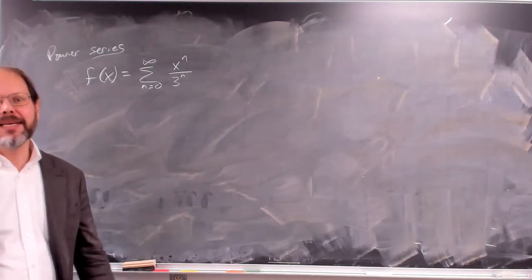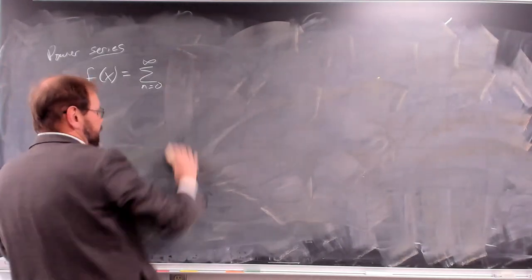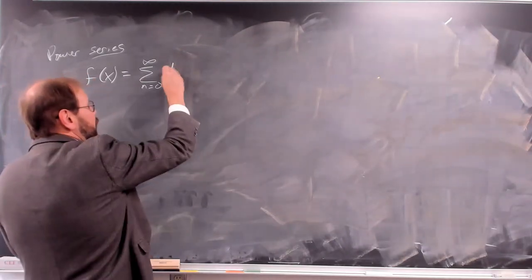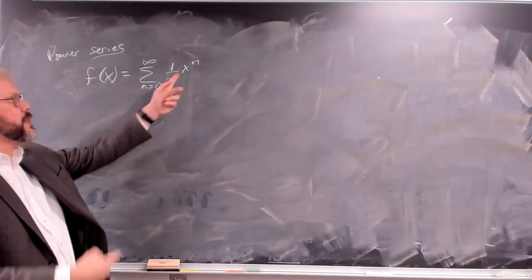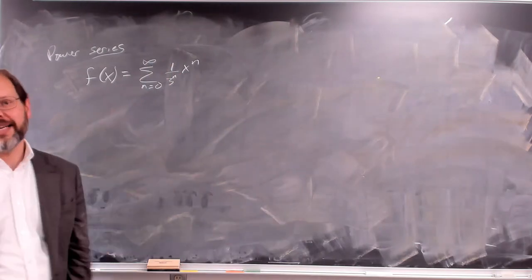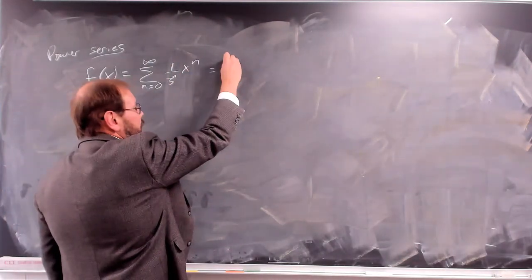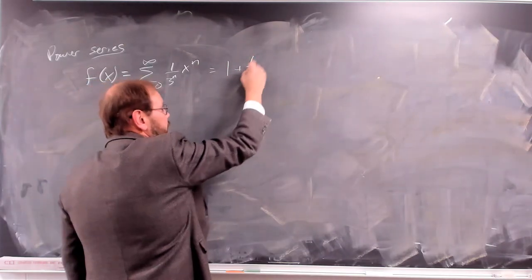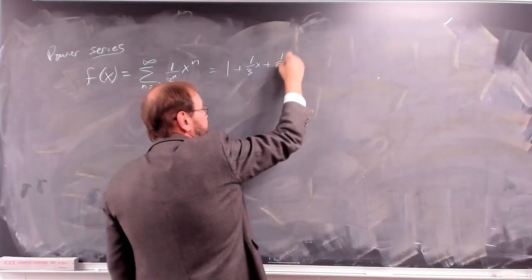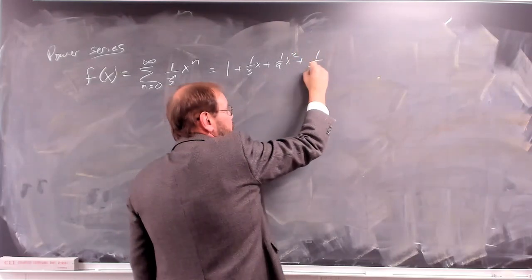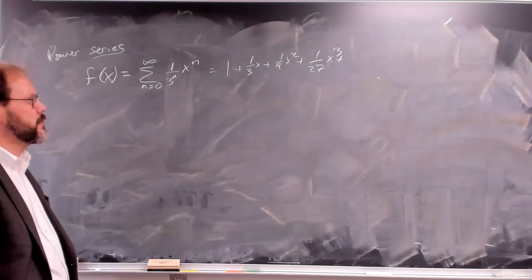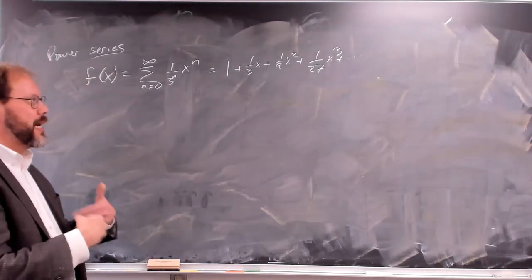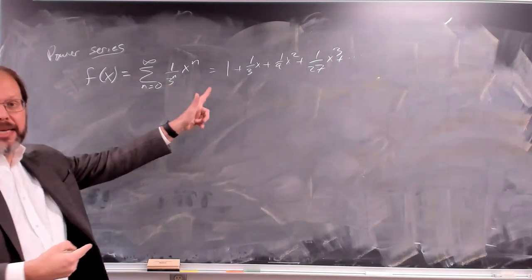Let's say I'm interested in that, or if I wanted to write it how I sometimes write it, 1 over 3 to the n times x to the n. So those numbers in front of those x to the n's are like a 1 over 3 to the n. So this would be a function that would look like 1 plus 1/3 x plus 1/9 x squared plus 1/27 x cubed plus and so on. And so I want to know which values can I plug in for x and have that thing converge.